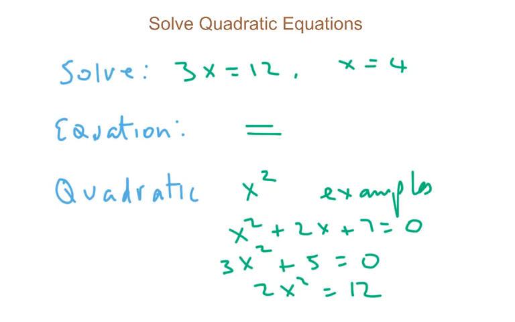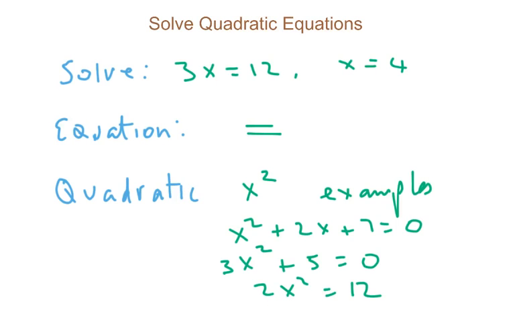An equation itself means it's something that has an equals in it. Like the one above, it'll have 3x is equal to 12, or it could be 7x squared plus 12x plus 7 is equal to 0. The fact it has an equal in it makes it an equation. And a quadratic is something which has an x squared in it. So an example of this would be x squared plus 2x plus 7 is equal to 0. That's a quadratic equation. Or this one down here, 3x squared plus 5 is equal to 0. And this one, 2x squared is equal to 12, is an example of a quadratic equation as well.